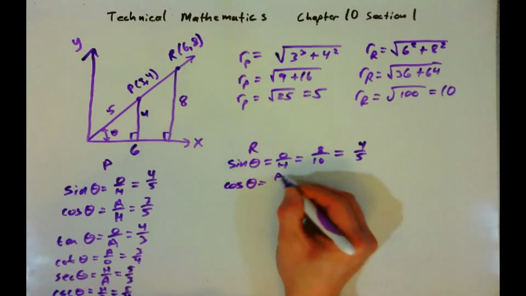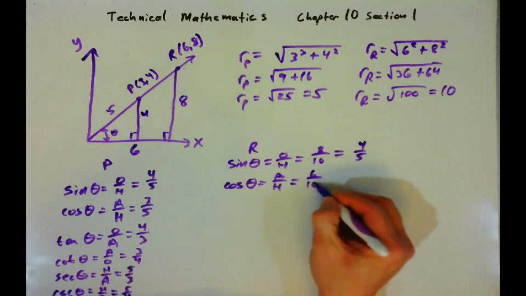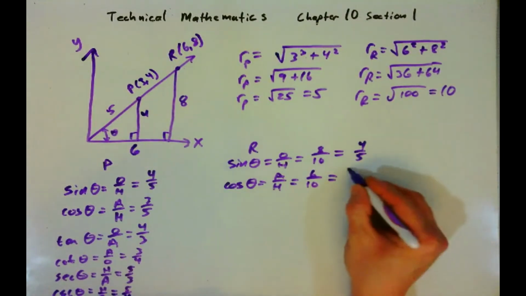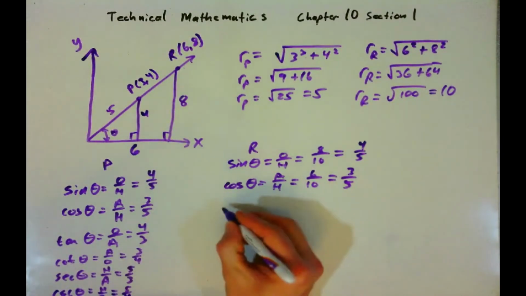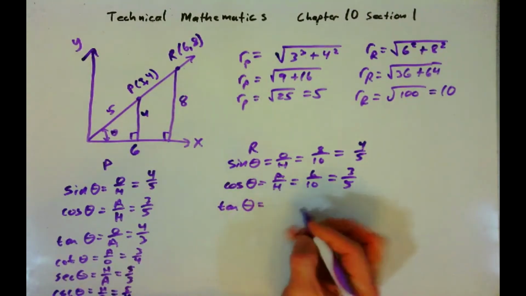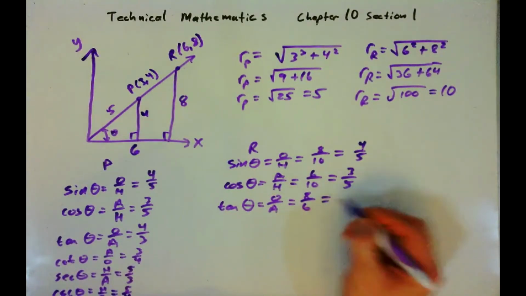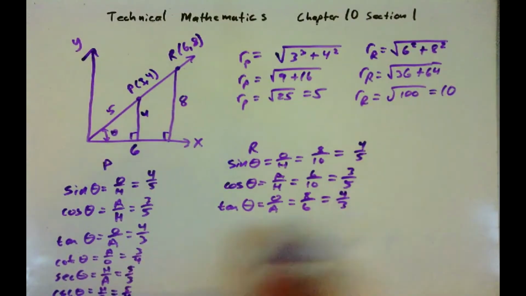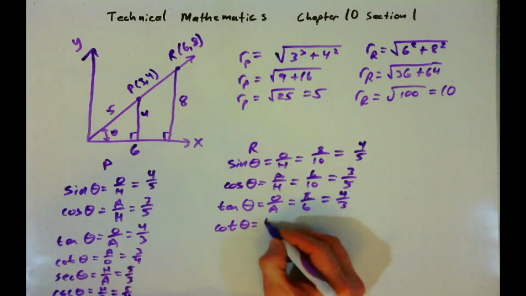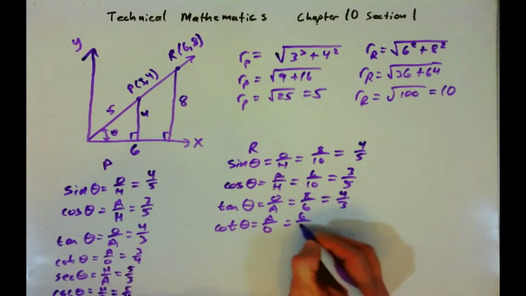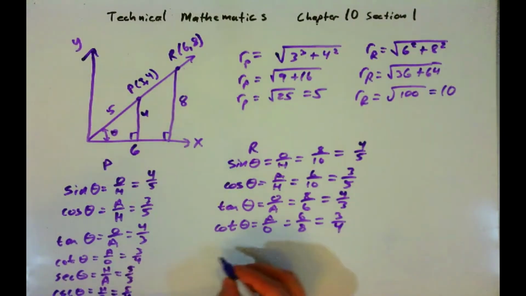And the cosine of theta will be the adjacent over the hypotenuse. The adjacent side is 6. Hypotenuse is 10. And again, this fraction reduces to 3/5. And again, we got the exact same answer as we had for the smaller triangle. The tangent of theta is the opposite over the adjacent, which is 8 over 6, which reduces to 4/3. And again, we get the same answer for tangent. Cotangent of theta is the adjacent over the opposite, which is 6 over 8, which reduces to 3 over 4. Again, the same answer we had for the smaller triangle.